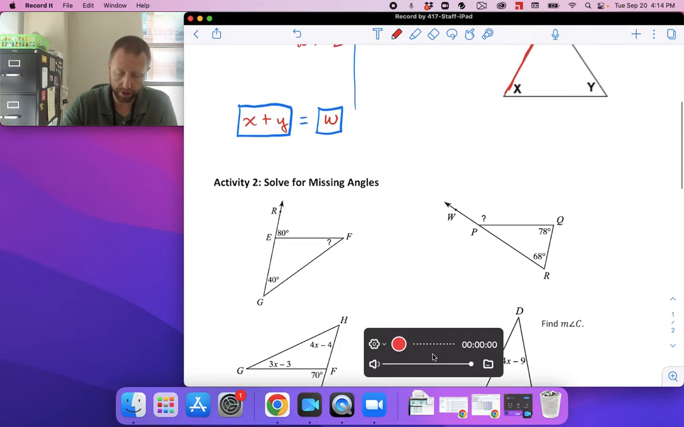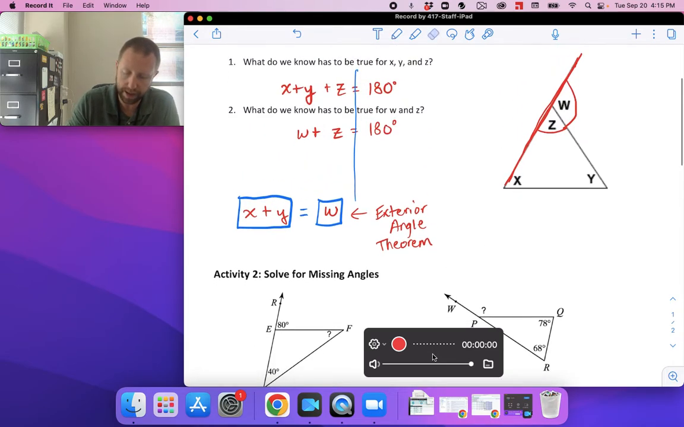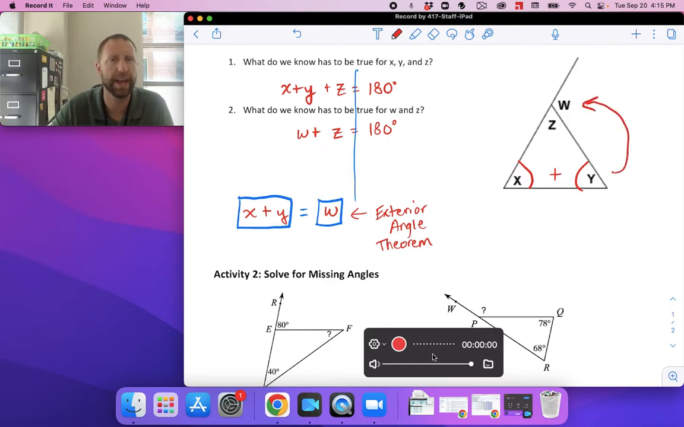This right here is what we're referring to when we say the exterior angle theorem. And what it's showing you is X plus Y has to equal W. Let me erase all this. What it's showing you is that this angle plus this angle have to be added together to equal that angle, that exterior angle. That's why it's called the exterior angle. It's on the outside of the triangle, the exterior angle theorem.